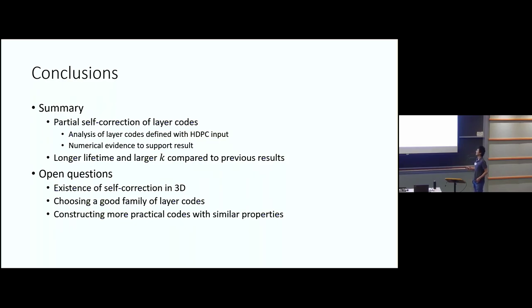Of course the big open question is still whether or not you can have full self-correction in 3D. But maybe some more tangible questions: how do we choose a good family of input codes for these layer codes, because there's quite a bit of freedom. It even depends on the specific generators of the input code that you choose. And also, can we take any of these techniques and apply them to constructing codes that are even practical with some of these good error correcting properties? Okay, thanks for your attention.